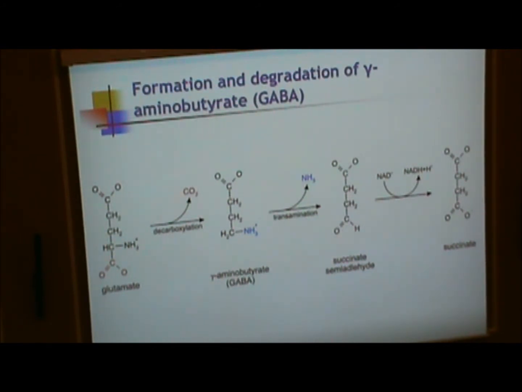Then the succinate enters the Krebs cycle, converted into fumarate. Fumarate is converted into malate. Malate is oxidized, forming oxaloacetate, and oxaloacetate is a metabolite of gluconeogenesis. It converts into glucose.